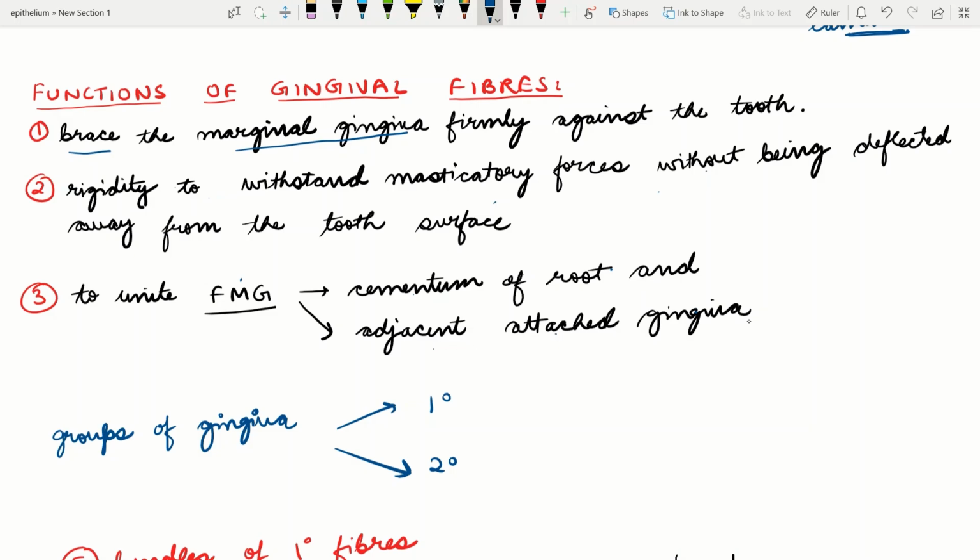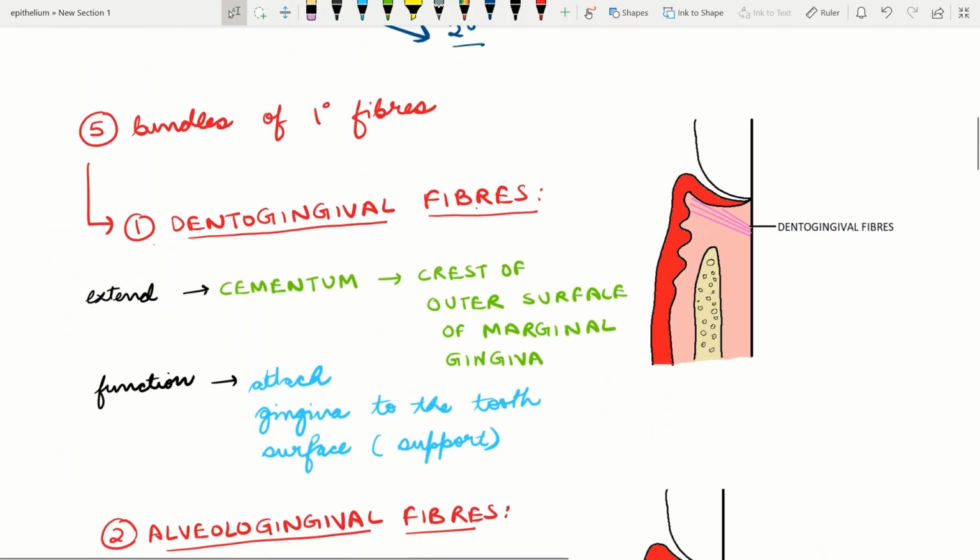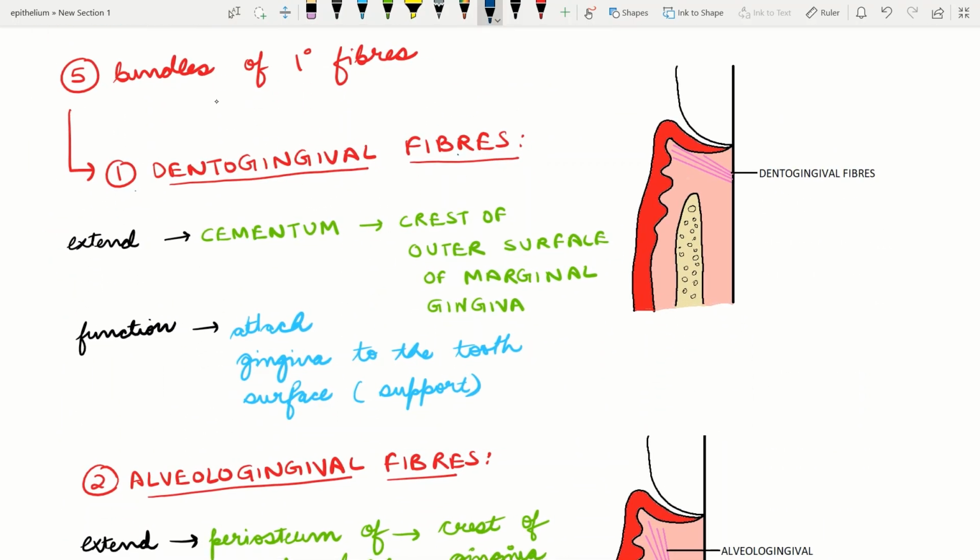Now we will discuss the groups of gingival fibers. They are basically grouped into the primary group of fibers and the secondary group of fibers. Let's discuss the primary group of fibers. There are basically 5 bundles of primary fibers. What are these 5 bundles? These are your dentogingival fibers.